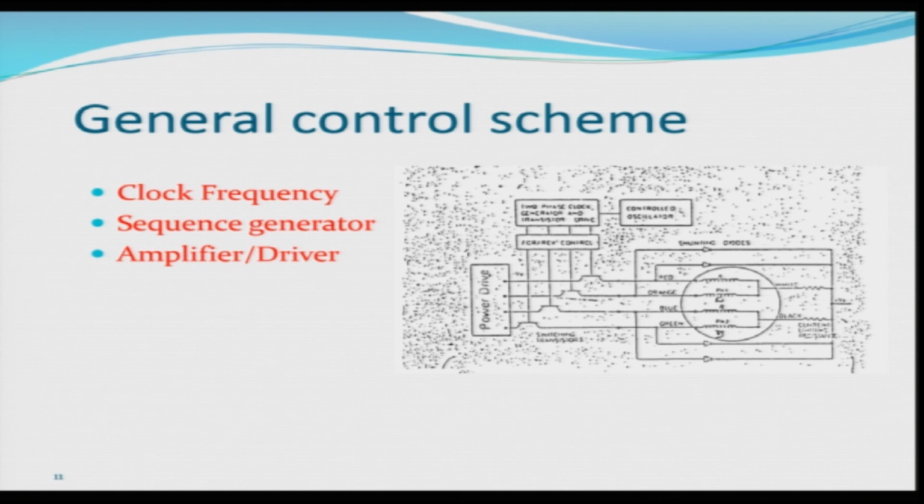this figure depicts a general control scheme where we need a clock frequency, a sequence generator and an amplifier. So, here is a power driving amplifier, then this is an oscillator which generates clock, and these are the switches which are used to power on the coils, which are made on or off depending on the sequencer's output.